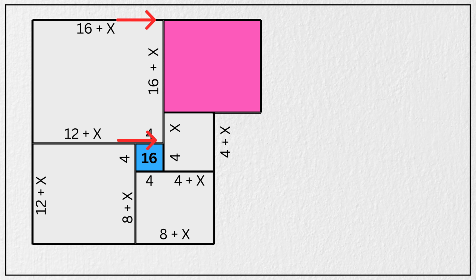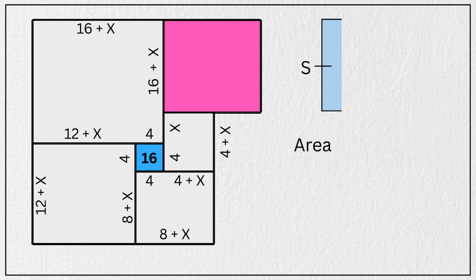And if the total length of this square is 16 plus x units, and this inner length here is x units, that means the side length of this pink square will be the length of this square minus the length of this square, which is 16 plus x minus x, or 16 units, right?